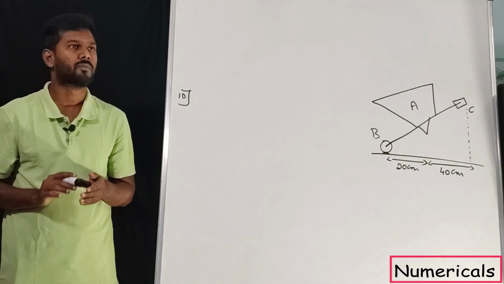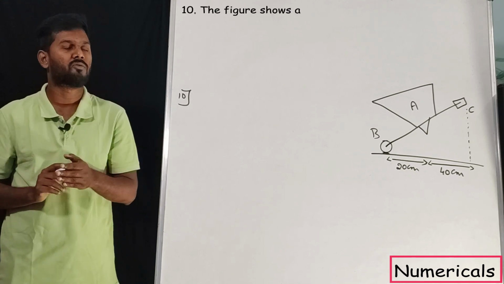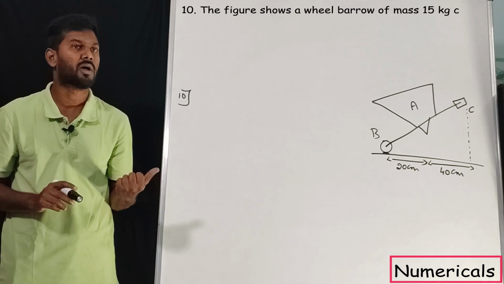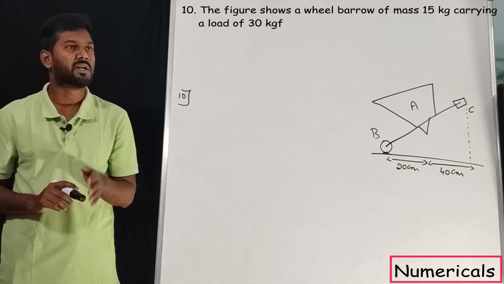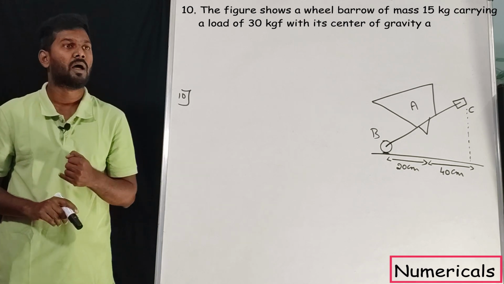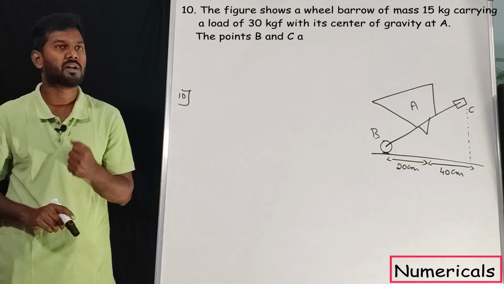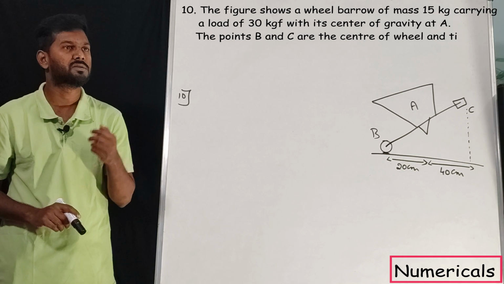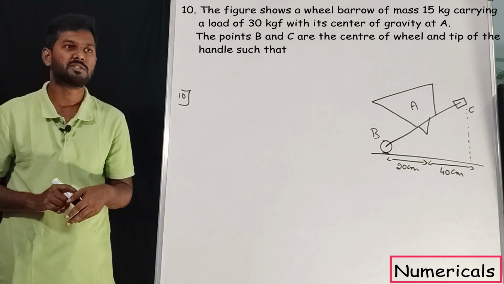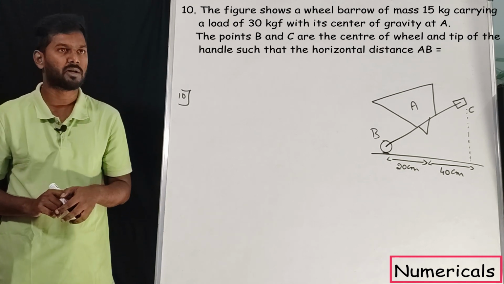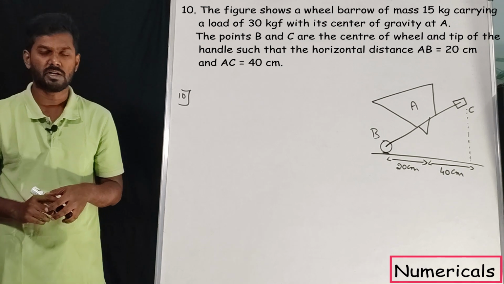Question number 10. The figure shows a wheelbarrow of mass 15 kg carrying a load of 30 kgf with its center of gravity at A. The point B and C are the center of wheel and the tip of the handle such that horizontal distance between AB is 20 cm and AC is 40 cm.